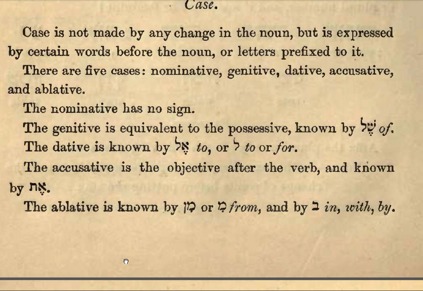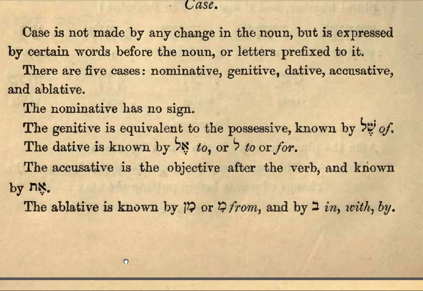So in English we say I see him. In Hebrew it would be I see et him. I see the book, I see et the book. I love the fish, I love et the fish, and so on. So what the et is doing is it's connecting the verb to the thing that the verb is relating to.